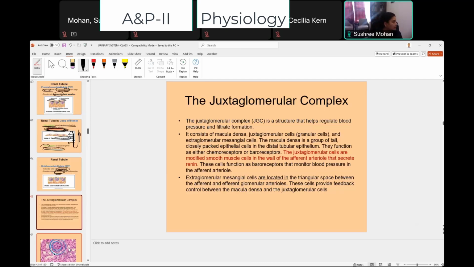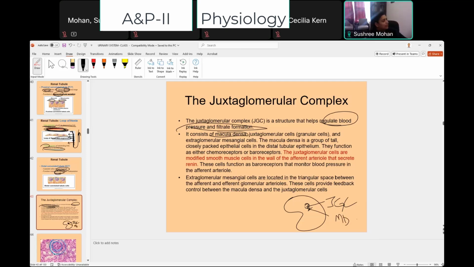Now the juxtaglomerular complex, that is the JGC, this is a structure that helps regulate the blood pressure and filtrate formation. So I will explain to you about JGC and how it controls the blood pressure. So the JGC, it is a structure right here in the kidneys. Let's say this is a part which is called JGC, juxtaglomerular cells. Now it consists of macula densa, a part which is called as macula densa.